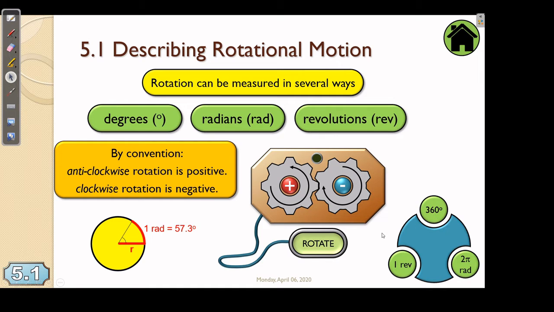Now, just like with linear vectors, rotation is also designated by signs. We use positive to indicate anti-clockwise rotation and negative to represent clockwise rotation. So if we give these two gears a spin, the gear on the left is exhibiting positive or anti-clockwise rotation, and the gear on the right is exhibiting negative or clockwise rotation.